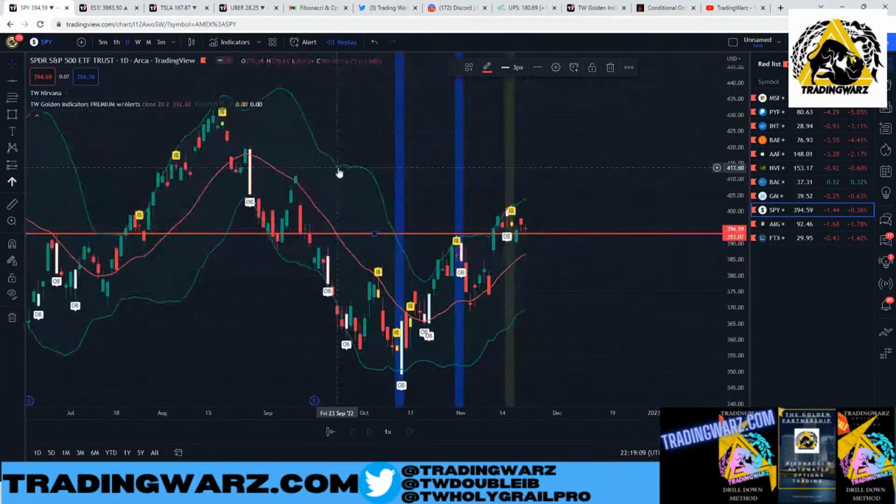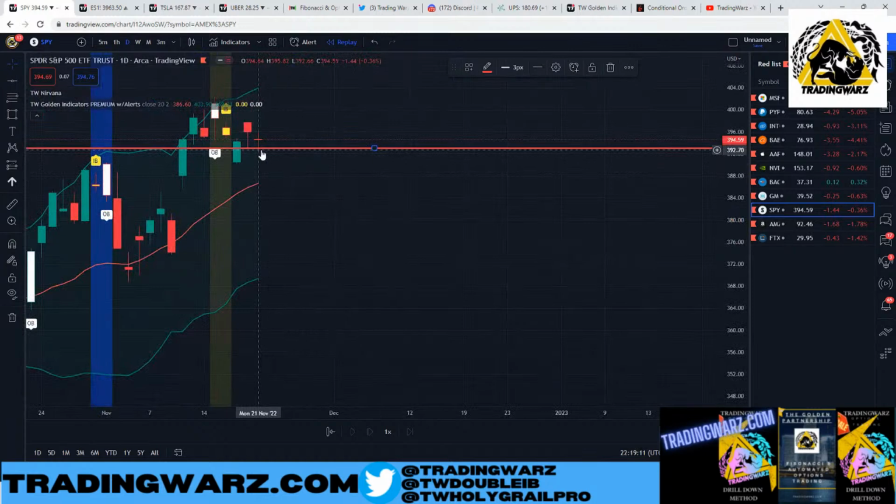So if we look at this daily chart right here, guys, we could pretty much consider this candle almost like an inside bar, similar to the one on November 16th. So with the inside bars, what we look for the next day is explosive volatility. So I'll be looking for that tomorrow.